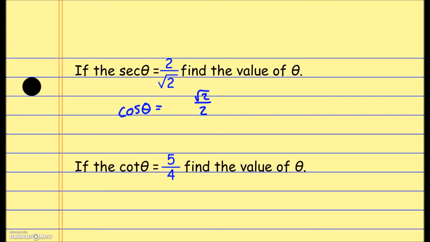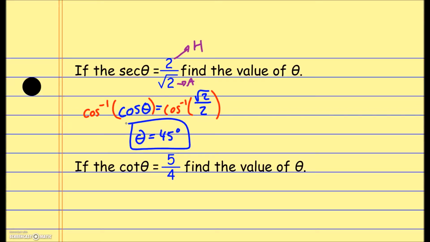And the reason for that, when you look at this, secant is really the hypotenuse over the adjacent side. Well, the cosine is adjacent over hypotenuse, so I just flip it. And now from here, I can plug this into my calculator. I do the inverse cosine of each side, and that'll allow me to solve for theta. Okay, so I go ahead and I plug that into my calculator, and I find out that theta equals 45 degrees. And that's it. All right.